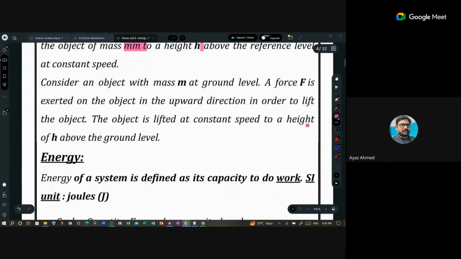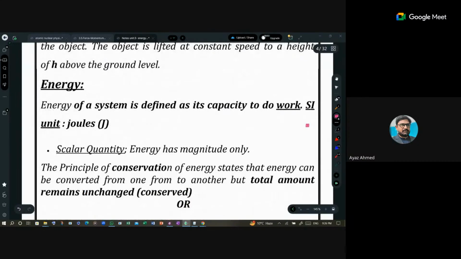So actually, I'm going to move towards energy. I will talk about kinetic energy, then I will talk about potential energy in detail. So here, what is energy actually? Generally, what is energy? Energy is how much work is done by an object.